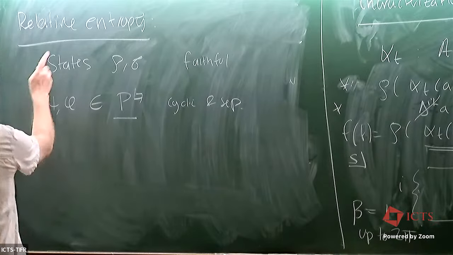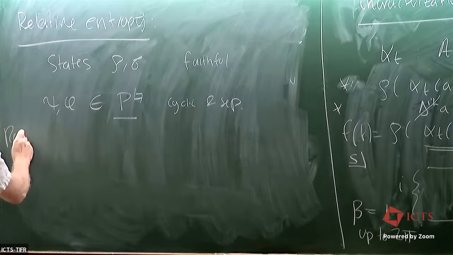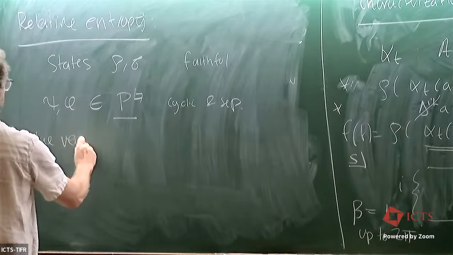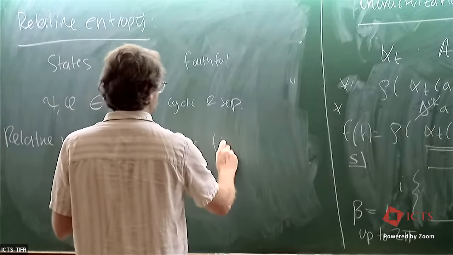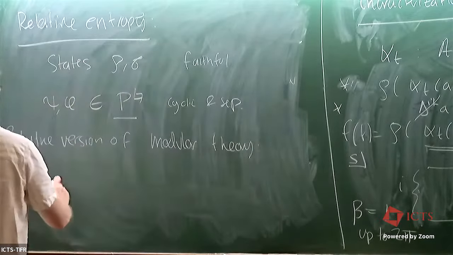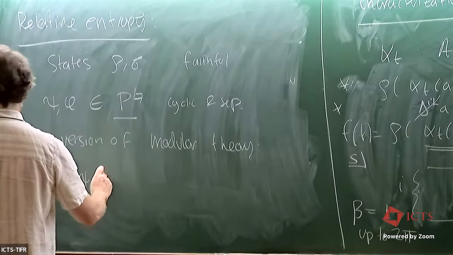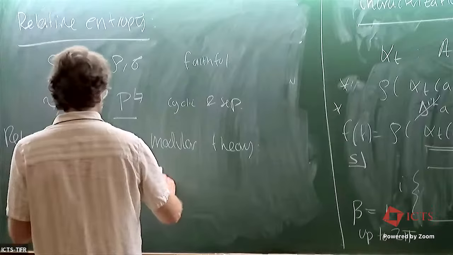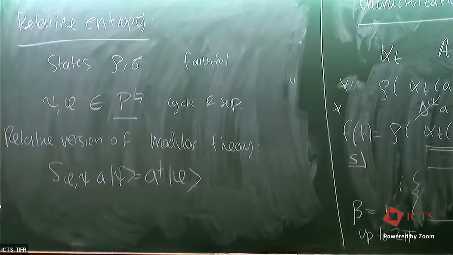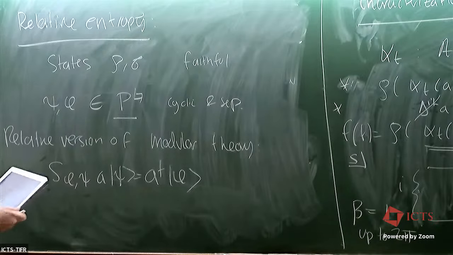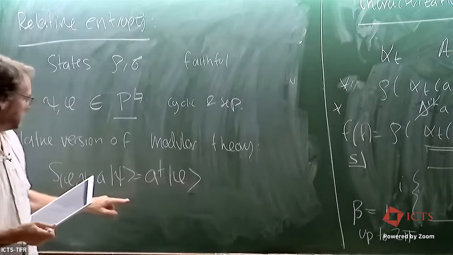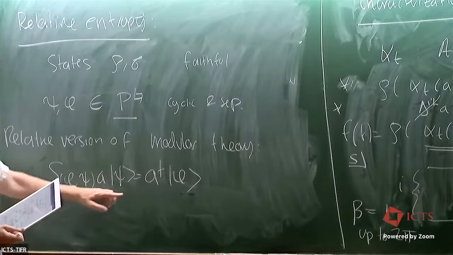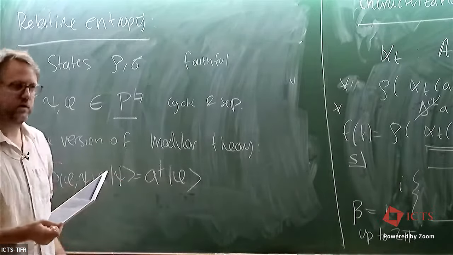Then what I do is I define a relative version of modular theory. We define this S operator, but now it refers to 2 states, so I'm going to label it with a label phi inside. It's just a label here. It's different to how I defined it before because now there are 2 states. So when I act with S, I go to this other state.